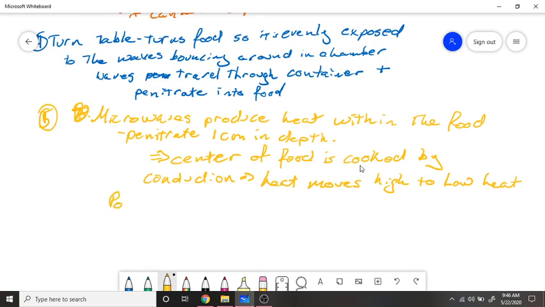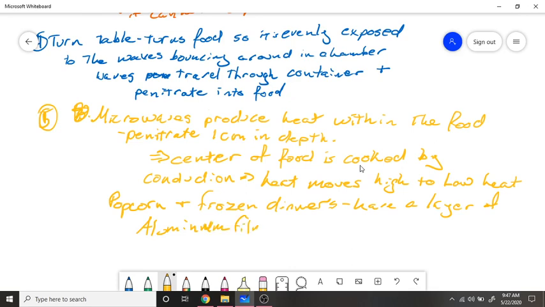If you look at your bag of popcorn or frozen dinner containers, they have a layer of aluminum film in the packaging to help distribute the heat.